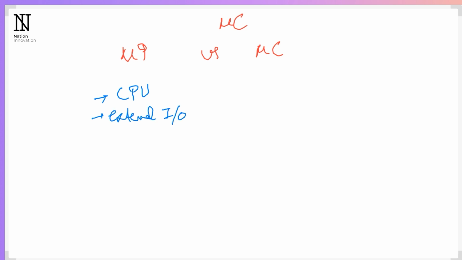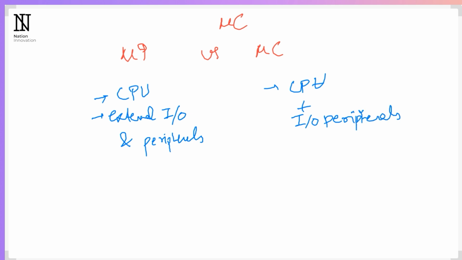Today we are going to start with microcontrollers. Before we start with microcontroller, let's see the basic difference between microprocessor and microcontroller. A microprocessor is only a processor, that is only a CPU miniaturized, and it needs external input outputs and peripherals. Whereas a microcontroller is CPU plus input output peripherals all together miniaturized.